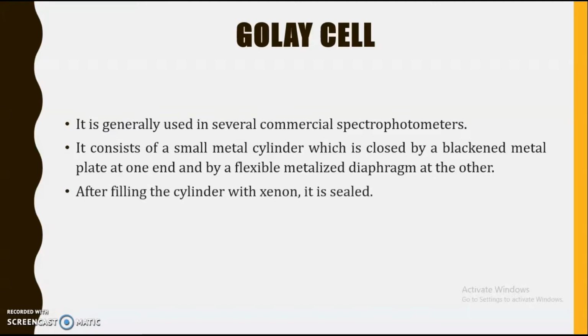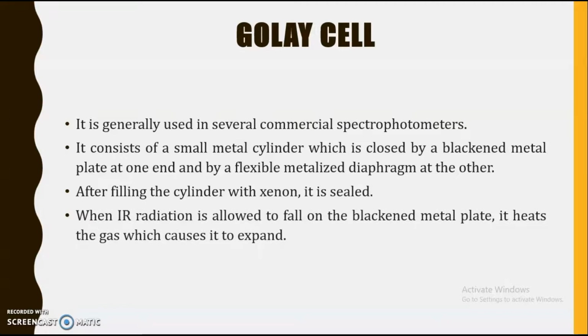After filling this particular cylinder with the xenon, it is sealed. Meaning, what is it consisting of? It is consisting of a metal cylinder. This metal cylinder is closed by a blackened metal plate at one end, and at the other end we are going to place a flexible metallized diaphragm. Now after placing this, we fill that metal cylinder with the help of the xenon.